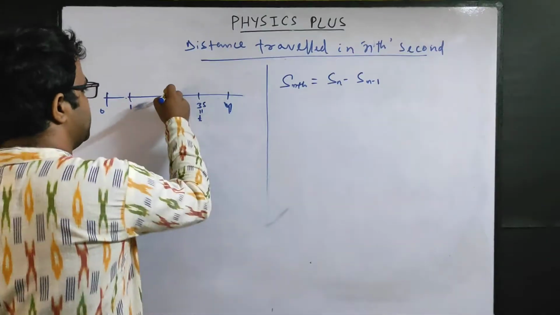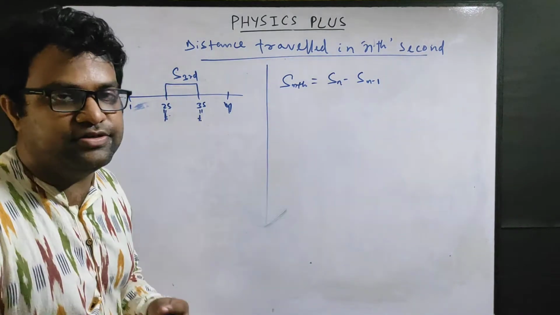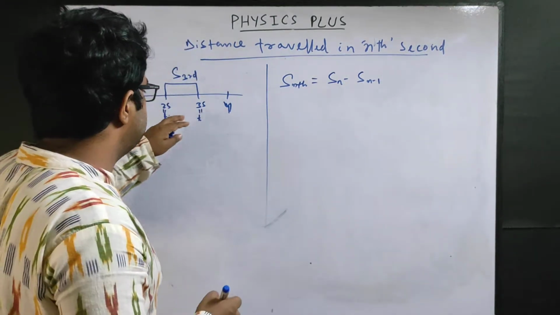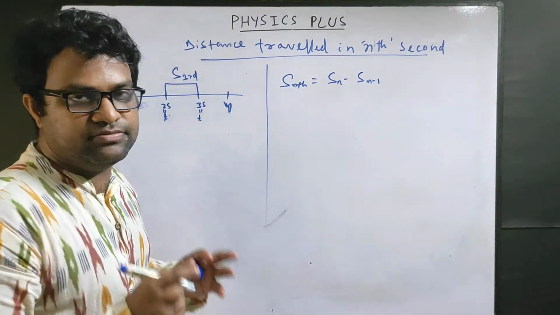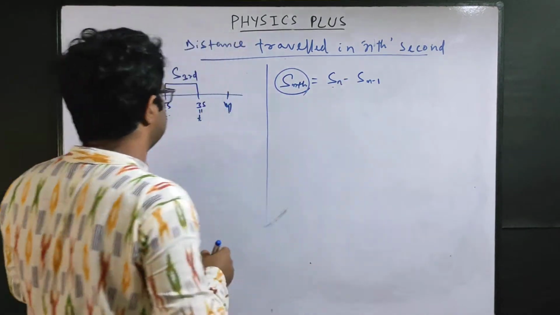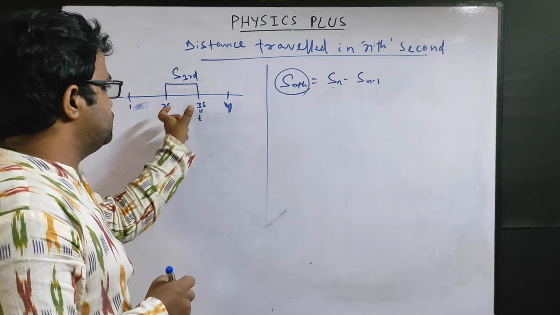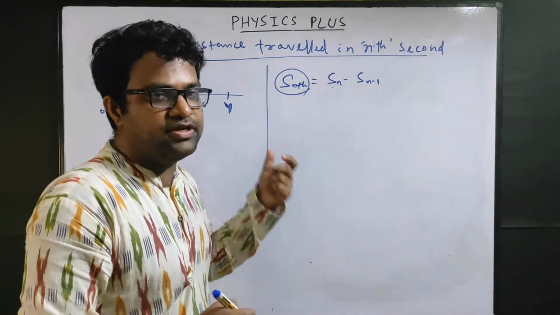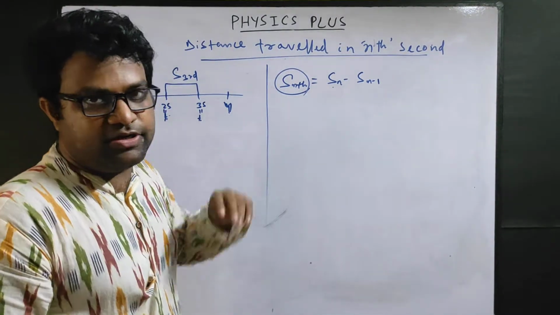The distance traveled in the third second is this one. This is your S third, S nth. We are discussing S nth, right? So S third is the distance traveled from 2 second to 3 second. That's why S nth means Sn, the distance traveled in 3 seconds, minus the distance traveled in 2 seconds. That difference will give you the distance traveled in the third second. So this is the meaning of S nth.